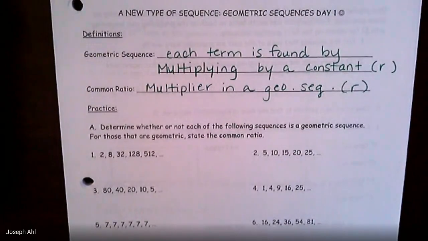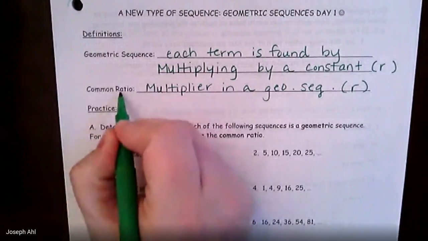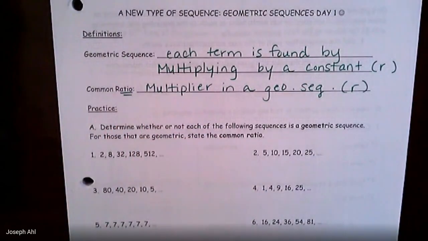We have a definition already filled in for you at the top of the notes, which says that a geometric sequence is where each term is found by multiplying by a constant. That constant we're going to define as the value of r, because r is known as the common ratio. The common ratio is the number that you are multiplying by in a geometric sequence. So I called it the multiplier. As compared to arithmetic, where we were adding a constant amount each time, now we're going to look at a pattern of terms where we multiply by a constant amount.